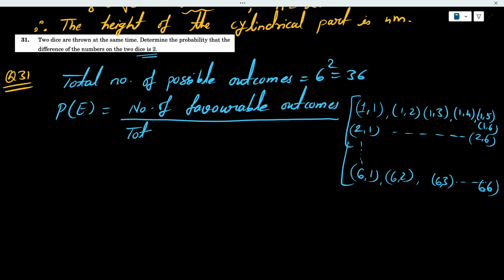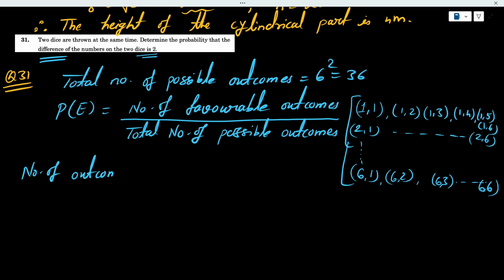Here it will be total number of possible outcomes. So how are you going to take it here? Because I got total possible outcomes 36. How to get favorable outcome is nothing but when the difference of number of two dice is 2, right? So here number of outcomes with difference 2, because you need to get which outcomes are going to give you 2.